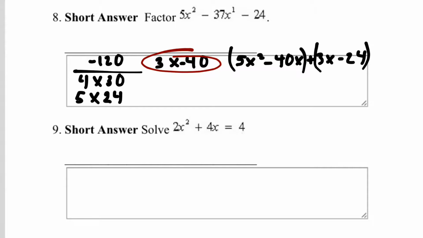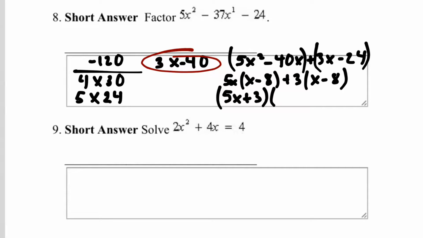Okay, so once I factored here, I'm going to factor 5x from the first one, leaving me with x minus 8. I'm going to factor 3 from the second one, leaving me with x minus 8. And there you go. Your factors are 5x plus 3 and x minus 8. Those are your solutions right there. That is your factored form.